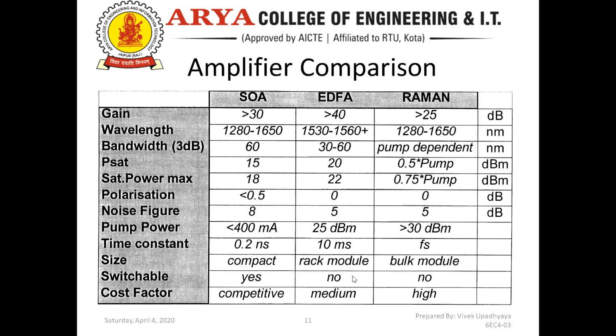Now this is the comparative analysis of the optical amplifiers: the semiconductor optical amplifier, that is SOA, the EDFA, and the Raman amplifier. The different parameters for comparison are the gain, wavelength, bandwidth, saturated power maximum value, polarization, noise figure, pump power, time constant, size, whether it is switchable or not, and then the cost factor. It is an important analysis for exam purposes.